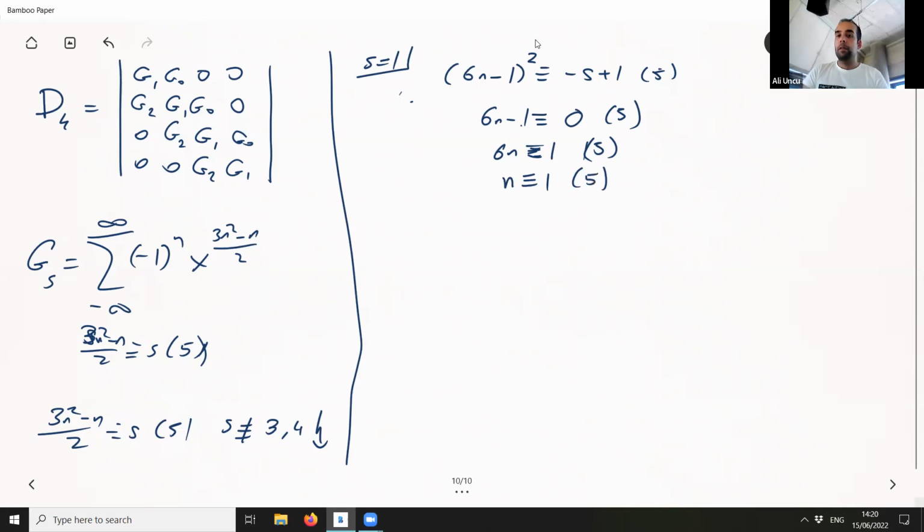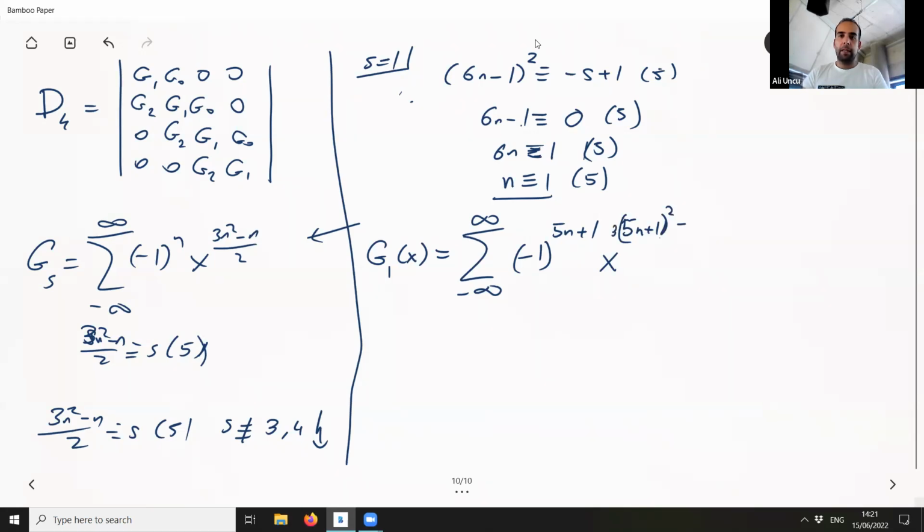And if that is the case, why not just plug it in here and see what we're going to get? So let's see that g of 1 of x. I'm really getting our hands dirty. I am just saying that n needs to be 1 modulo 5. So in the Euler pentagonal number theorem, I'm plugging in, instead of n, 5n plus 1. So all the n's that are 1 modulo 5. And it is x to the (5n plus 1) times (3 times (5n plus 1) minus 1) divided by 2.